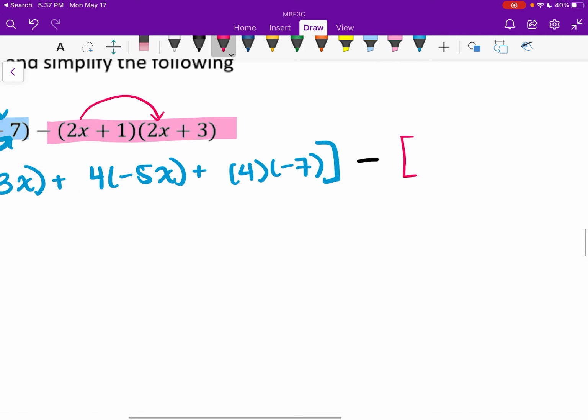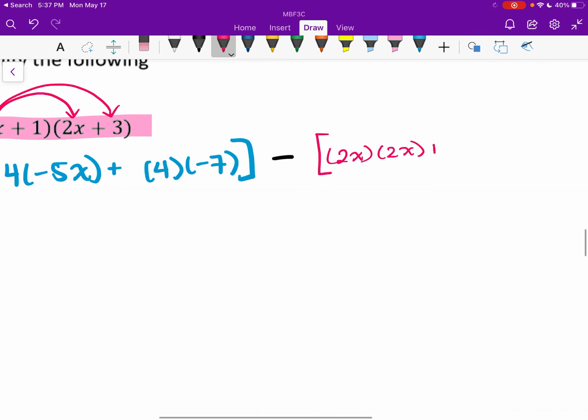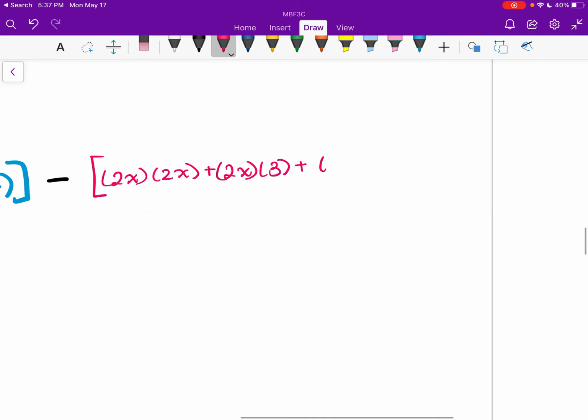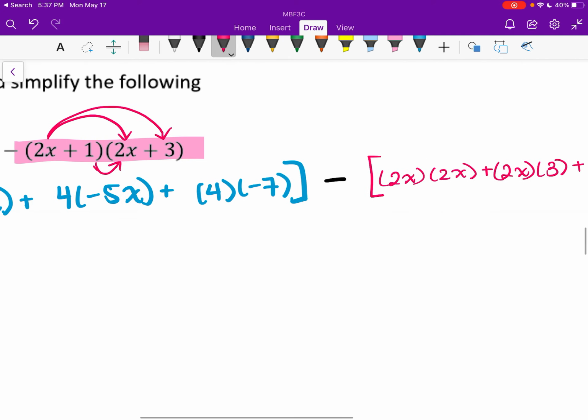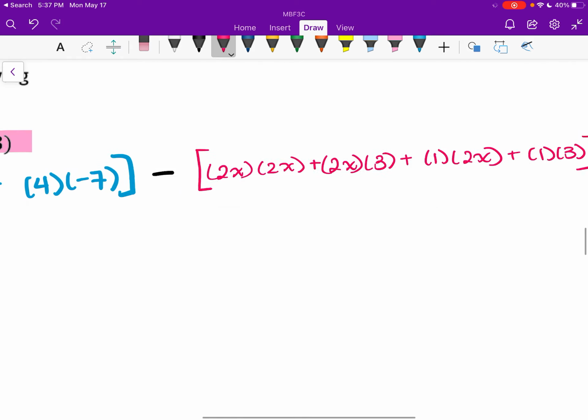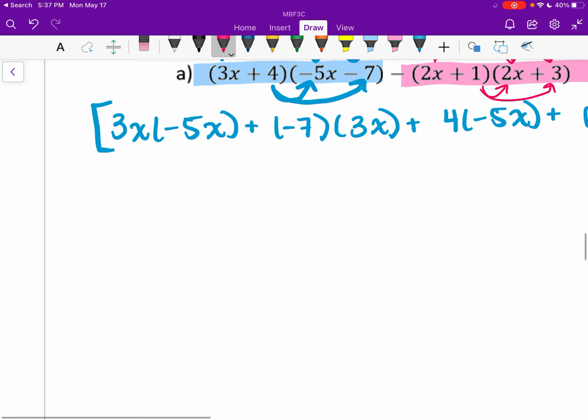So 2x times 2x, right, and then 2x times +3 plus 2x times 3 plus 1 times 2x, and then last but not least 1 times 3. And honestly, I sometimes can just do this in my head, so if you can do it in your head, go for it. So let's just simplify now here.